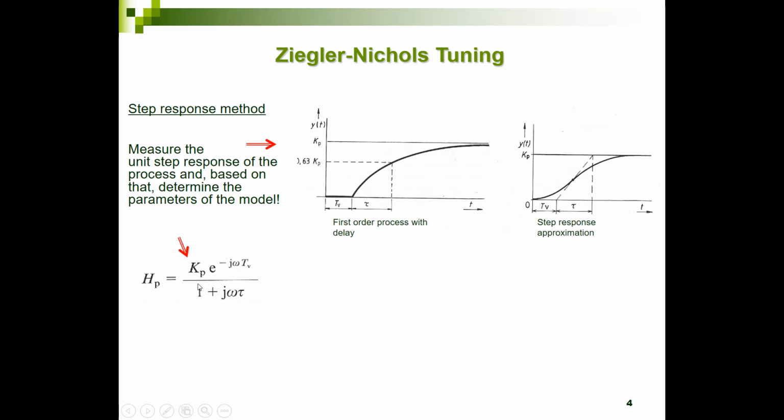So Kp can be calculated by looking at the static situation, taking the end value of the output signal and dividing it by the value of your step input signal, and then you get Kp. So now we have established Tv, the delay time, tau, the time constant, and the static gain Kp.